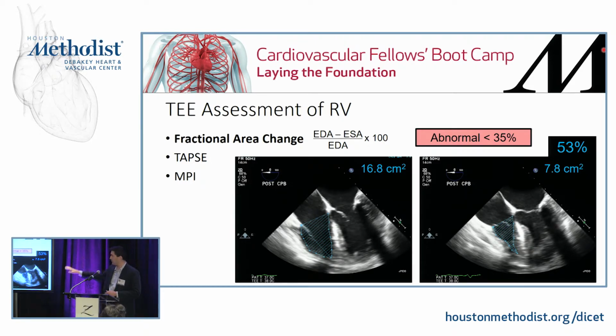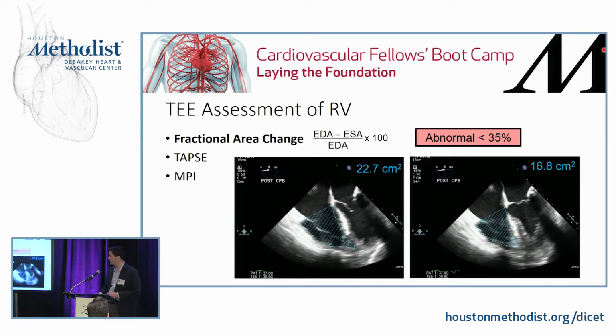But this is after bypass when things were going well, and then moments later this happened, and the fractional area change went from 53 to 26. It's easy to pick out that the RV is dilated, and then I'll again make a pitch that the atrial septal wall is also bowing over.